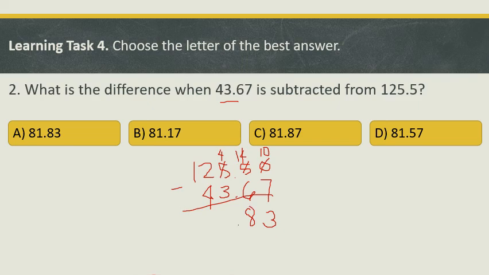So, lagyan natin decimal point. 4 minus 3 is 1. Then, 2 minus 4 cannot be uli. Maliit yung 2. So, manghihiram tayo doon sa nasa unahan. So, ito ay magiging 12. Ito magiging 0. So, 12 minus 4 is 8. So, since 0 na yung nasa unahan, hindi na natin isusulat. So, ang answer is 81 and 83 hundredths. So, letter A.